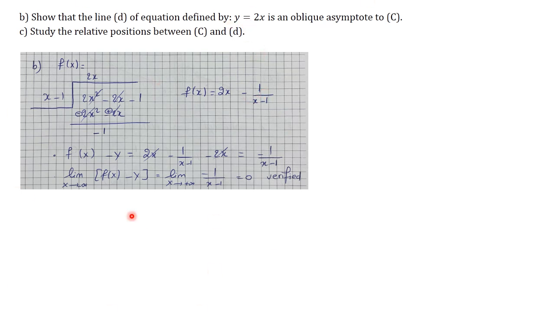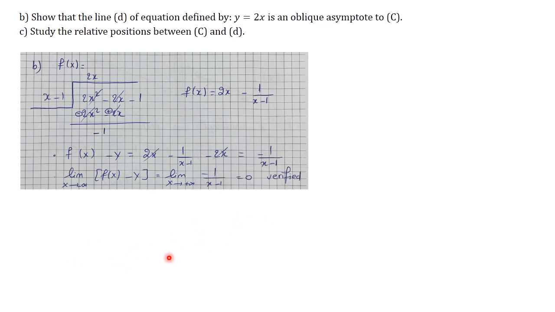Now I'm going to use this form in order to prove that y equals 2x is an oblique asymptote. So f of x minus y equals 2x minus 1 over x minus 1 minus 2x. 2x and minus 2x, they go out. So we have minus 1 over x minus 1. We need to do the limit when x tends to plus infinity or minus infinity. Both ways they are going to give you the same answer. So number over infinity is 0.